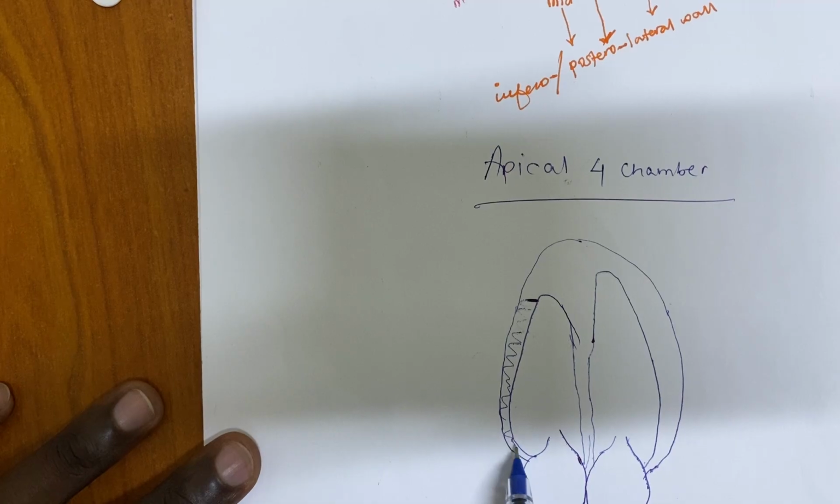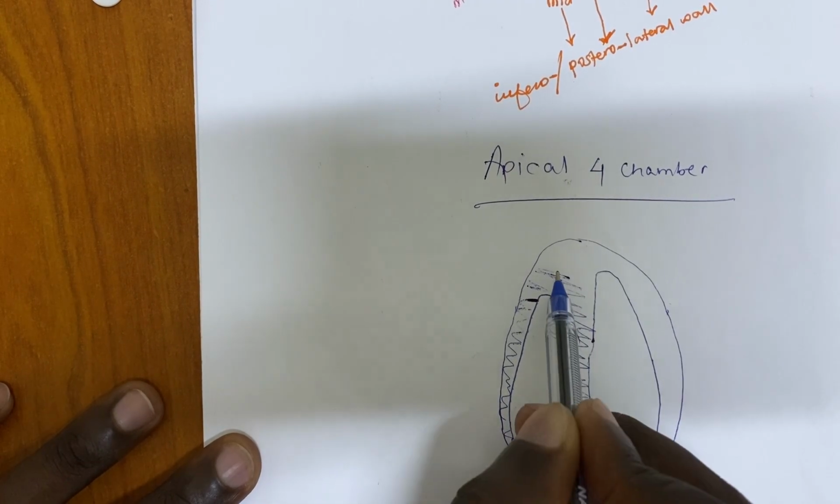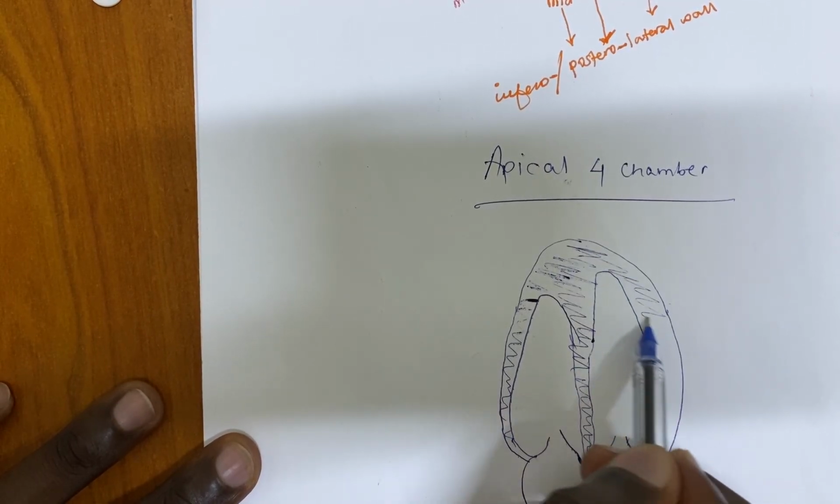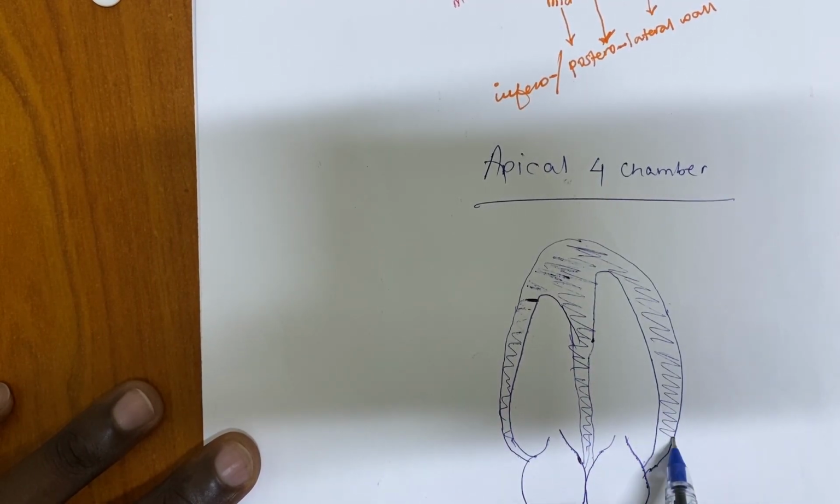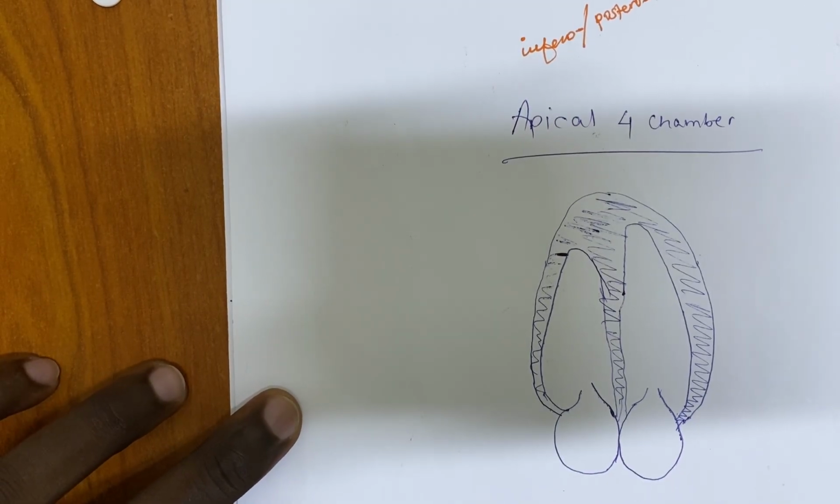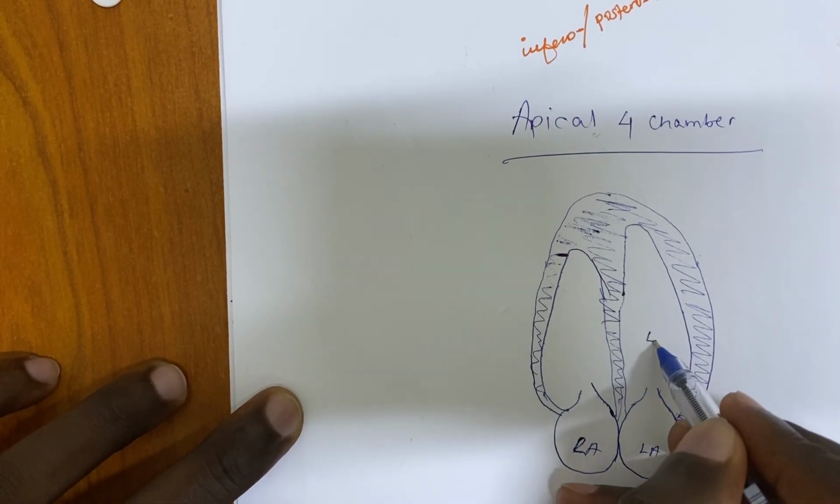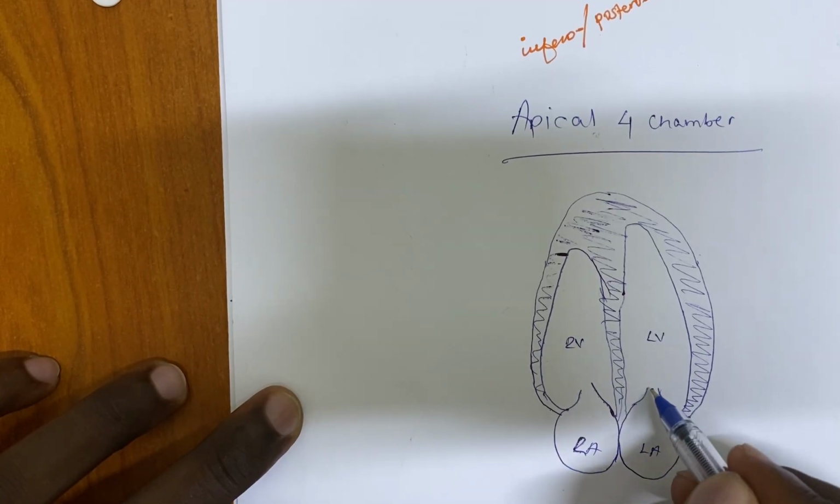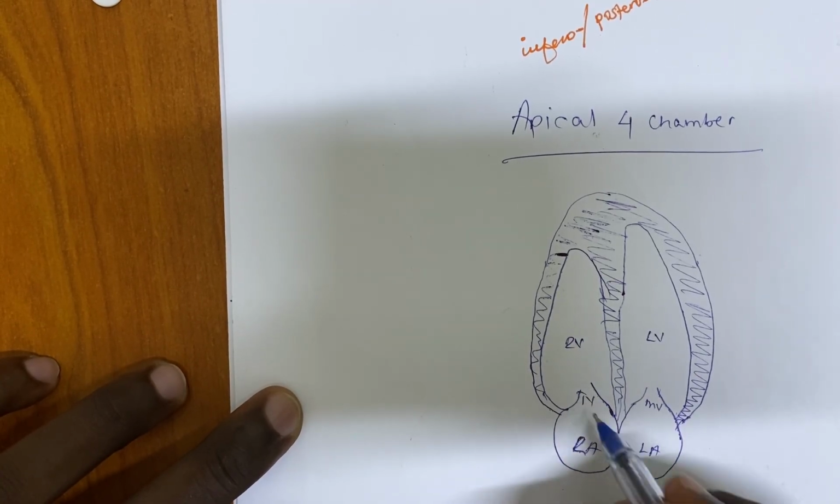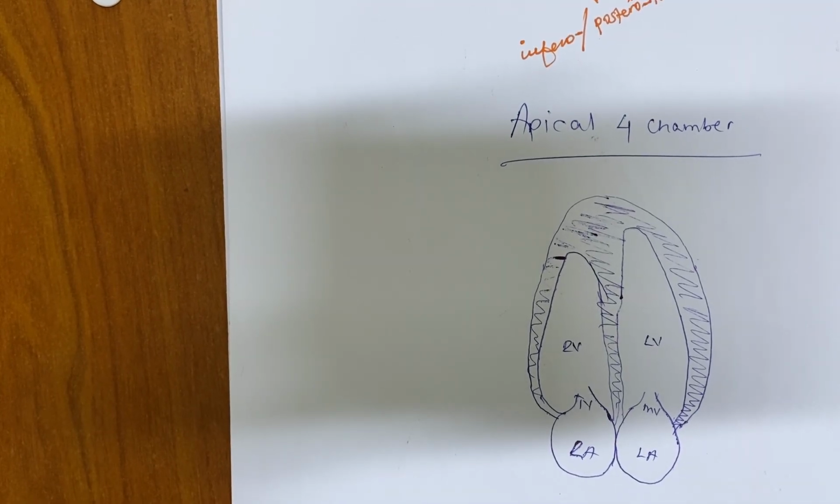We respect the left ventricle, the thickness. So this is the four chamber view: RA, LA, LV, RV, mitral valve, tricuspid valve. This is the apical four chamber. Here we are not going to appreciate the aortic valve. No, we are not going to see it.